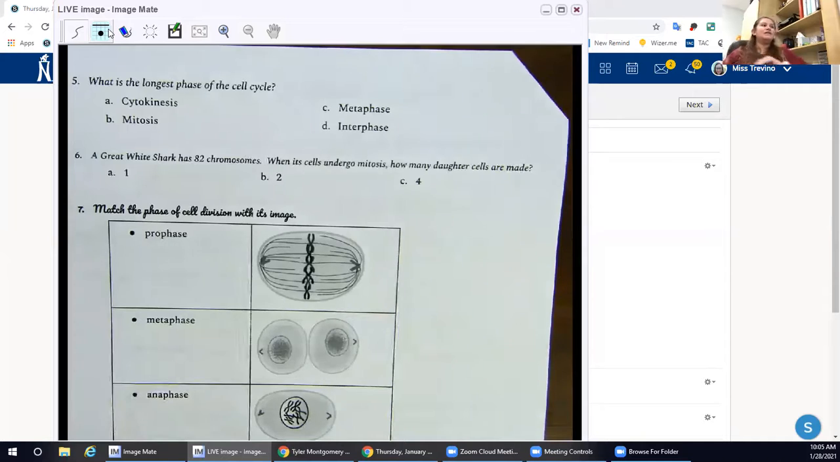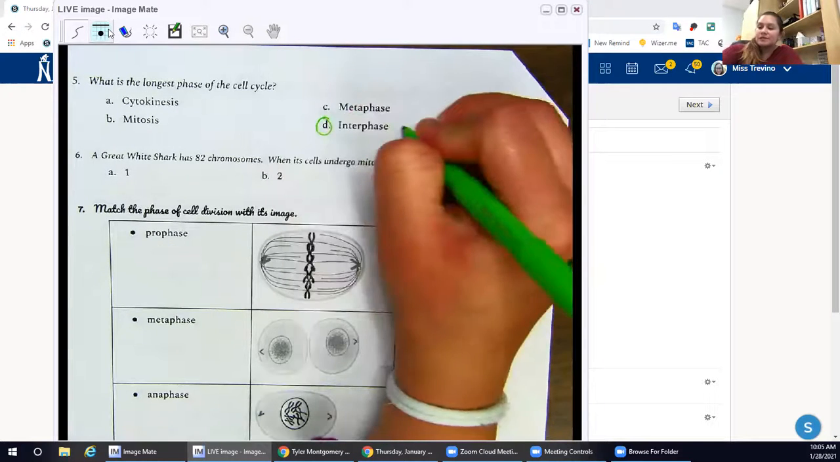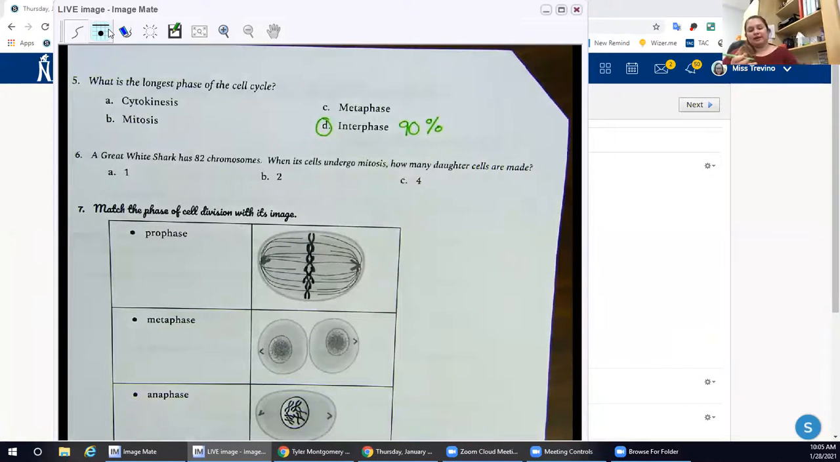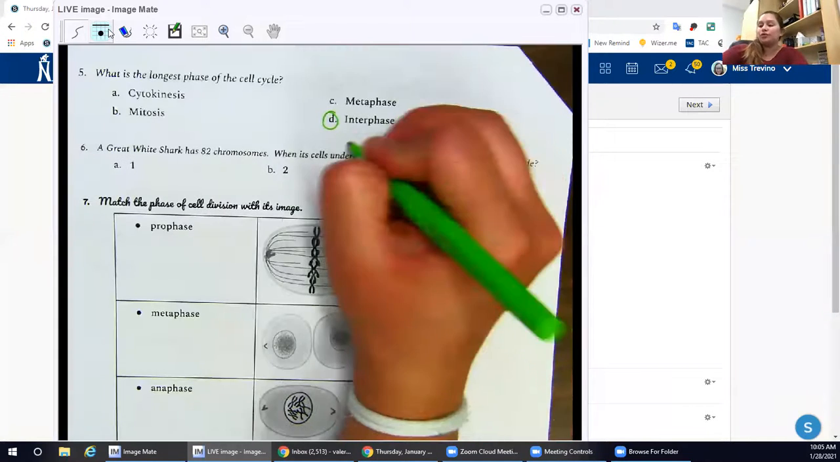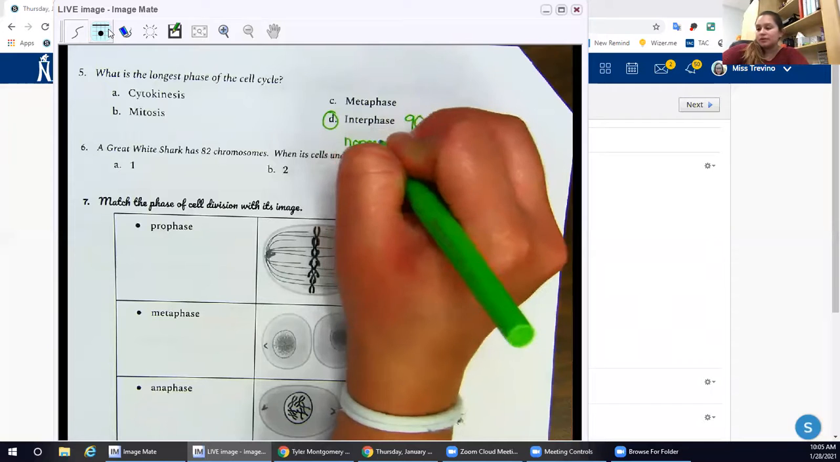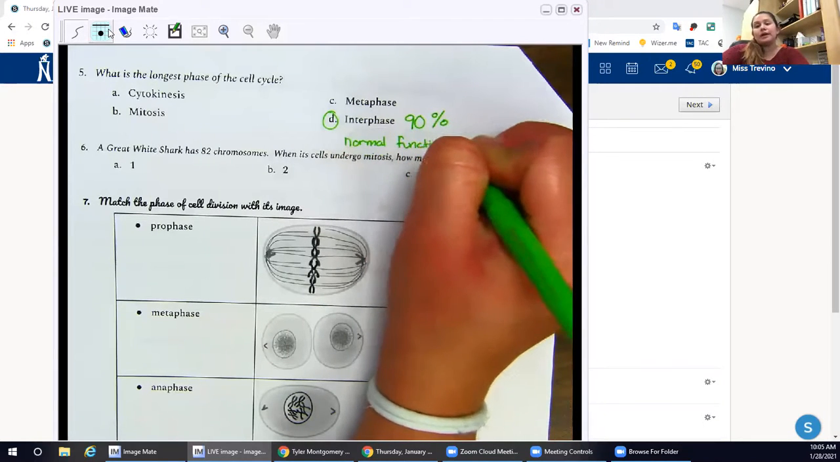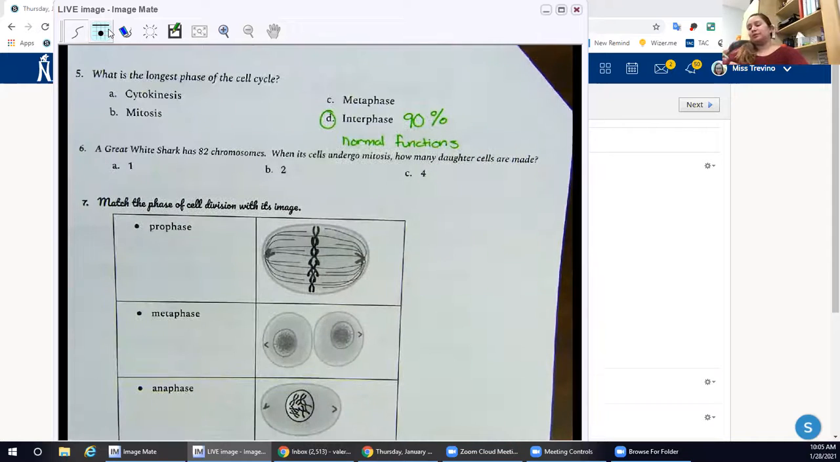Number 5, what is the longest phase of the cycle? The longest phase is going to be interphase. That's where the cell spends about 90% of its time. That's where it's doing its normal functions. It's also growing, it's also getting ready to duplicate the DNA, and it's duplicating other organelles, all in interphase.